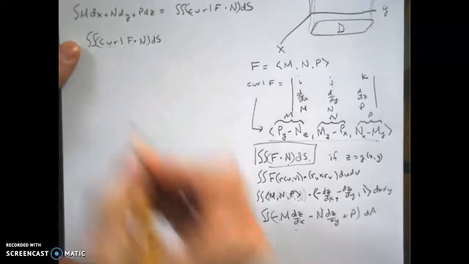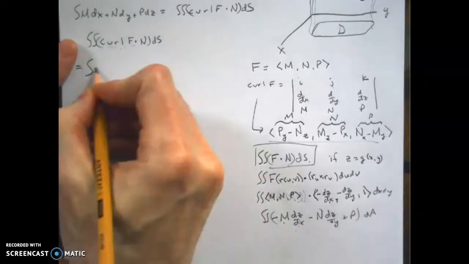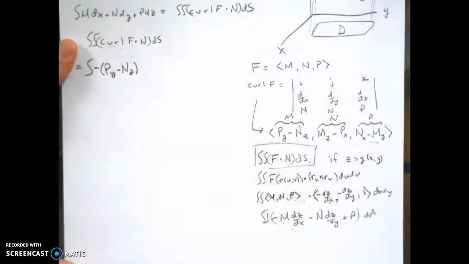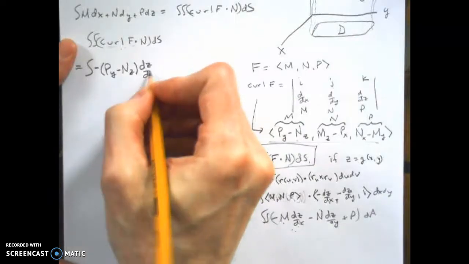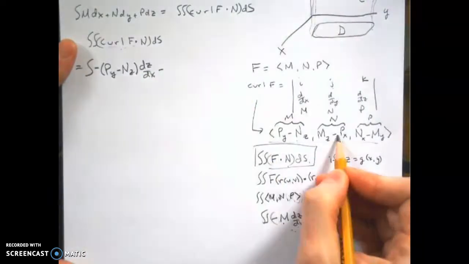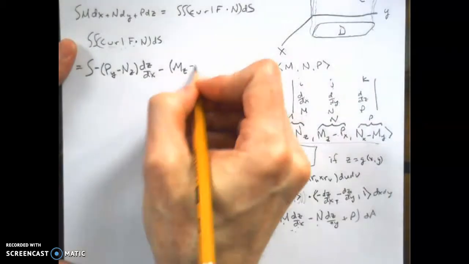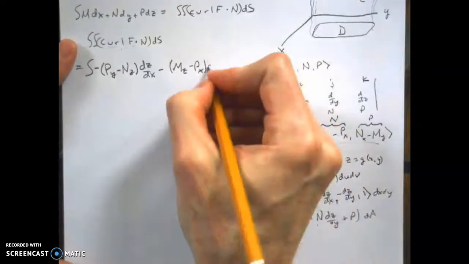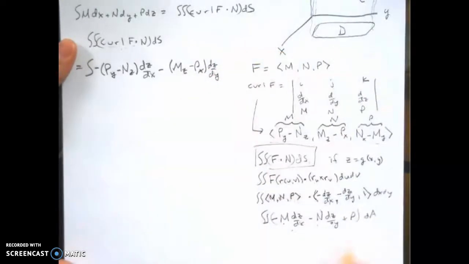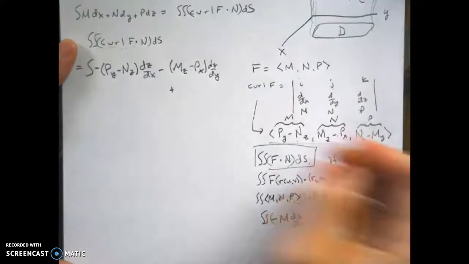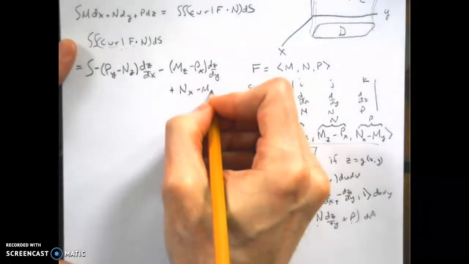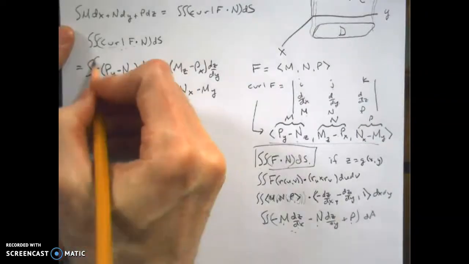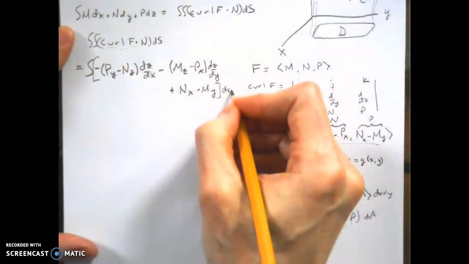I've got the opposite of m. Well, our m is really this thing, so the opposite of py minus nz dz dx, minus n, which is this thing, mz minus px dz dy, and then I've got plus p, so plus the p, which is this thing, nx minus my. Okay, and that entire thing is going to be over your area, dx dy.